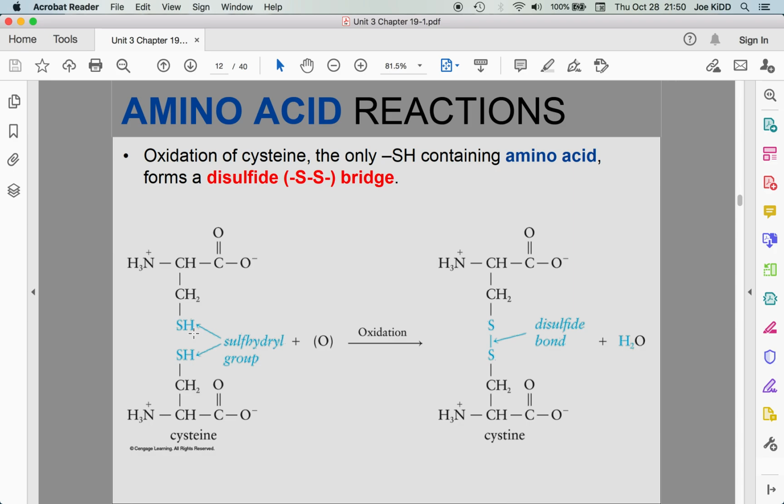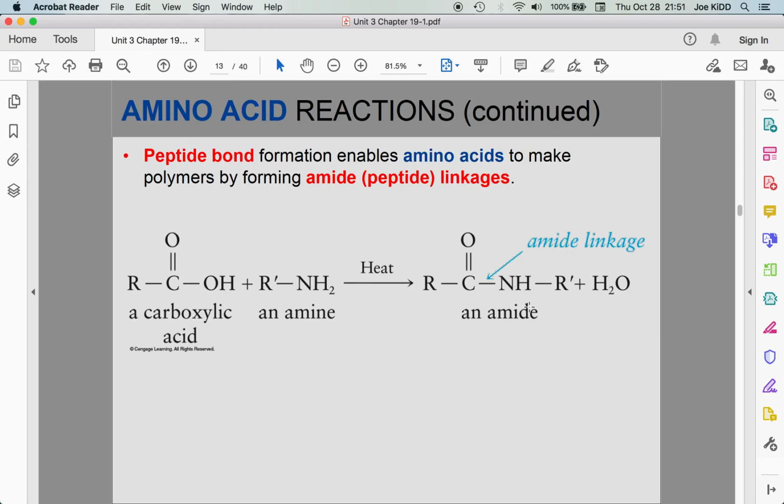But for right now, let's just say two amino acids that are perhaps on a very long protein chain, in the presence of oxidizers, can form disulfide bridges. And these disulfide bridges are a very strong way to connect this side of a protein to another side of a protein.